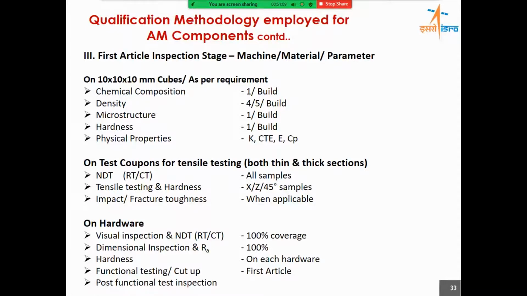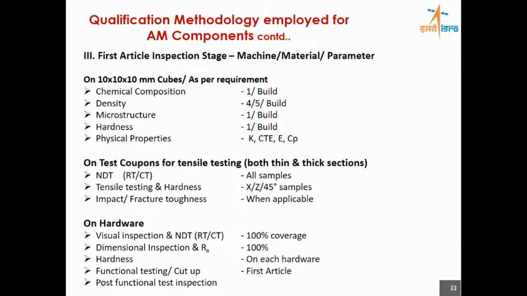And after you make the first part in a particular alloy for a particular application, that is called the first article inspection stage. You need to ensure that the first part, whatever you are making, has come out as desired. So you need to inspect it and do a qualification on the first part. Then you can go for a batch production or a serial production of the same part through additive manufacturing.